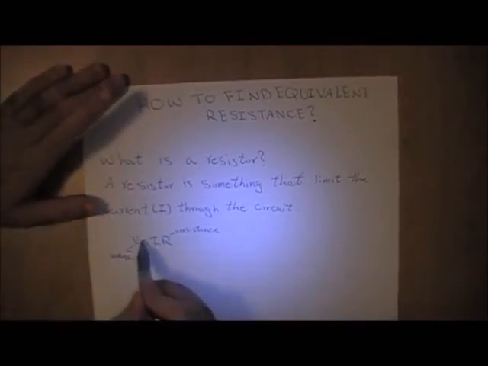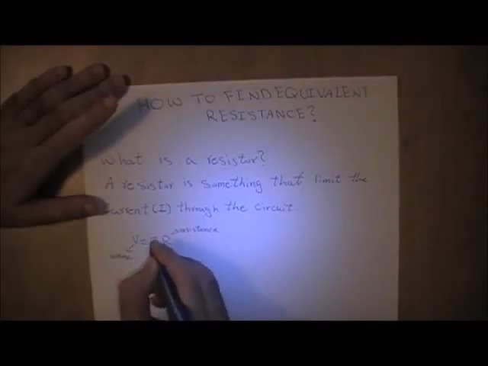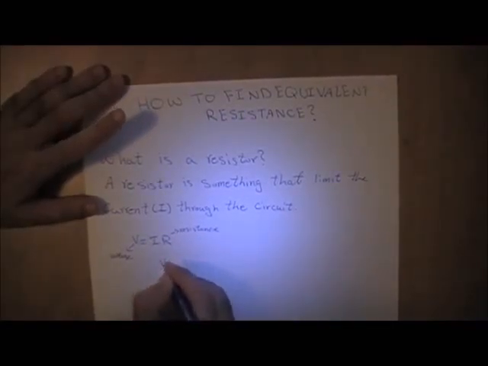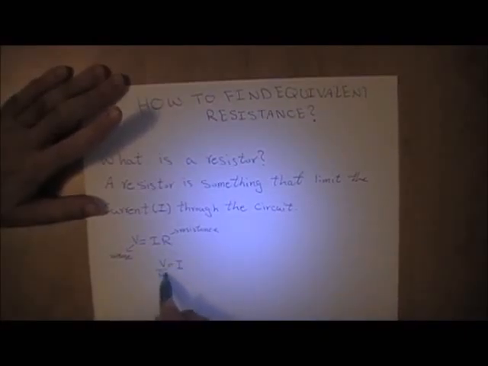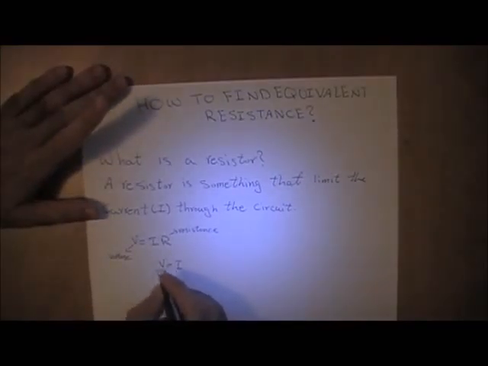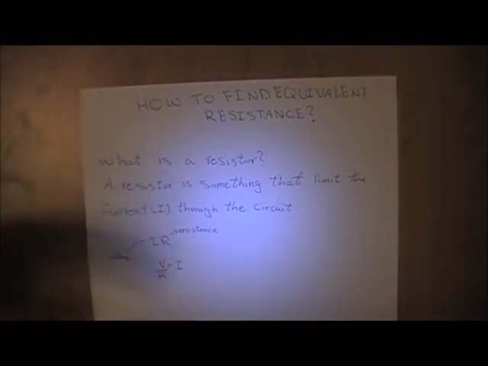As we can see, as R increases, I will decrease, based on V over R is equal to I, right? So as this increases, your amount of current will decrease, and as resistance decreases, your current will increase.